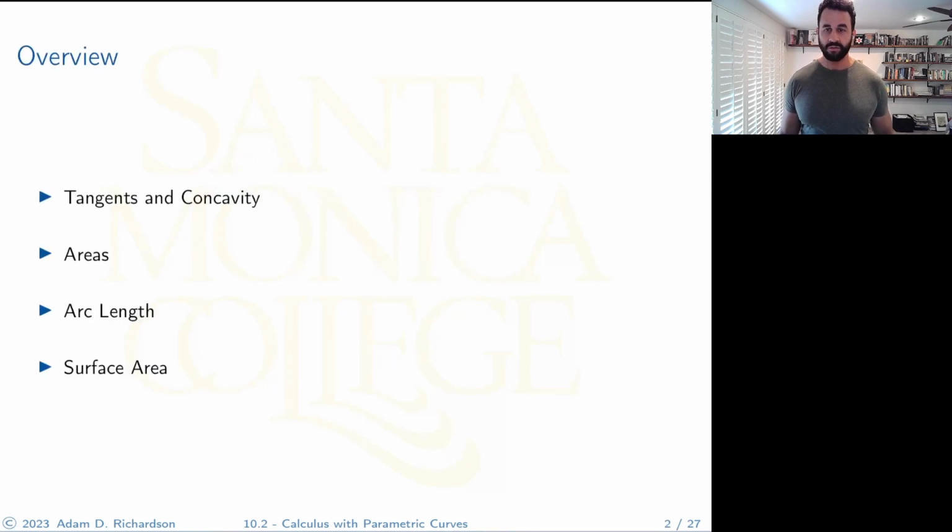Okay, so here's the overview. Well, I should say the big idea is this. In the last section, we described what parametric curves were using parametric equations, and we got access to all of these much, much more interesting curves, all sorts of crazy looking curves. You can define them in all sorts of crazy ways. Well, now we want to be able to do calculus with these things. We're going to talk about tangents and concavity. We're going to talk about areas, arc lengths, and then surface areas. So that's the overview for today.